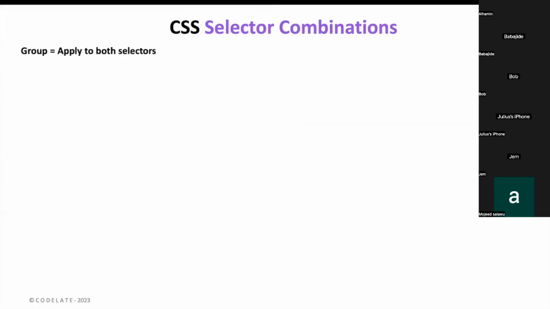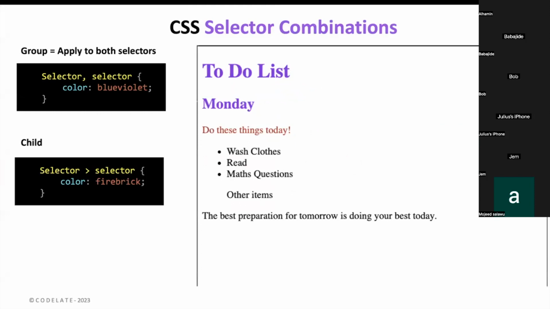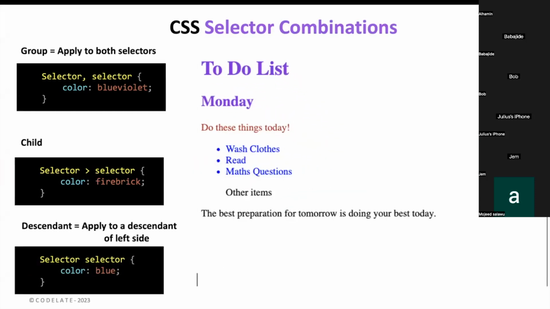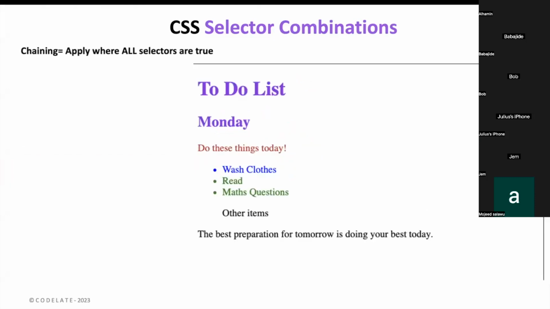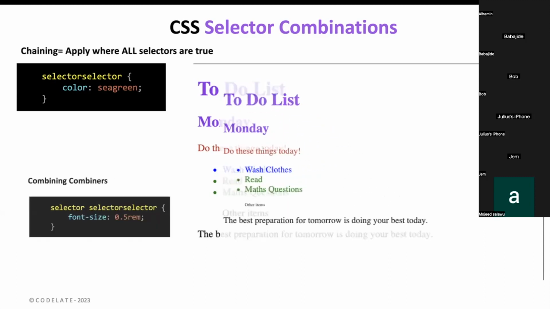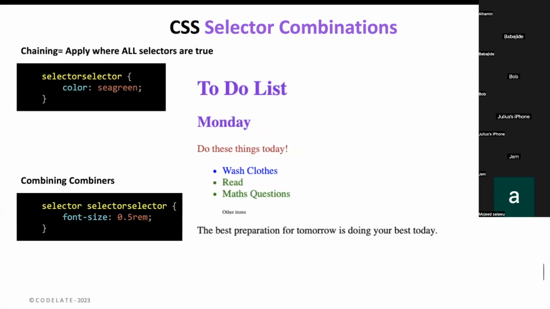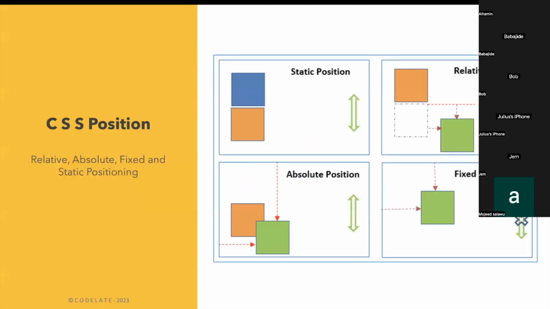So we did look at a couple of them. We looked at the group type, we looked at the child type, where you can target the child of another selector, which happens to be the parent. We also looked at the descendants type, where you can target descendants and ancestors, depending on which elements you want to apply the styling to. While I was explaining all this, we had this example that we were updating to explain each of these combinations. And we ended this on combining combinators, which we also had an example on.